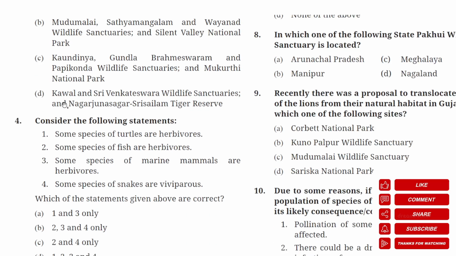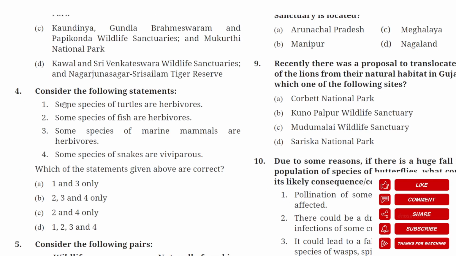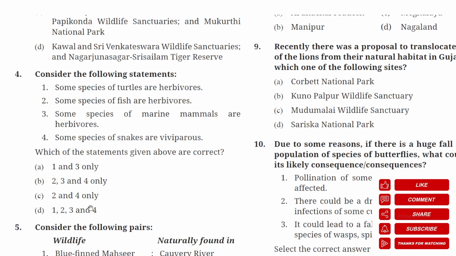Consider the following statements. Some species of turtles are herbivores. Some species of fish are herbivores. Some species of marine mammals are herbivores, and some species of snakes are viviparous. Select the correct answer. This is actually a very confusing question, but the hint is "some" here. It is possible that some of the organisms of all the categories could be any one of that. So all or none phenomena doesn't exist in nature. So option should be D, 1, 2, 3, and 4.